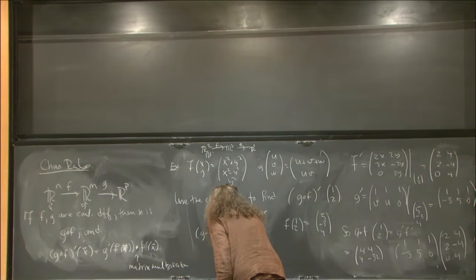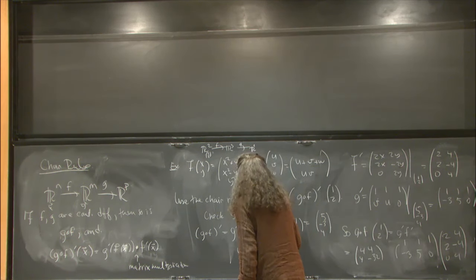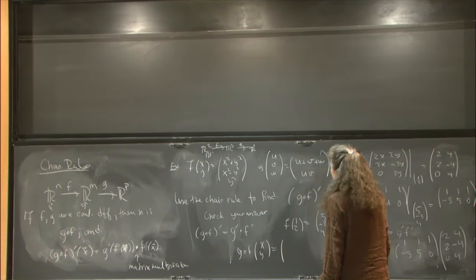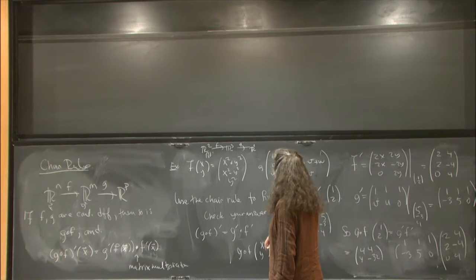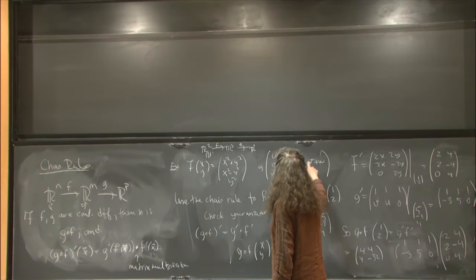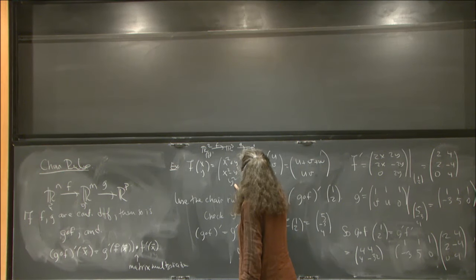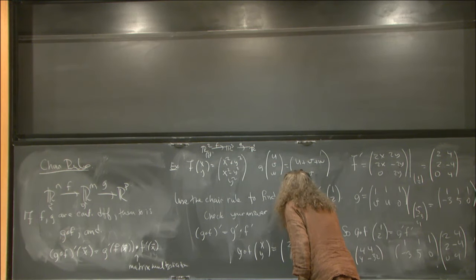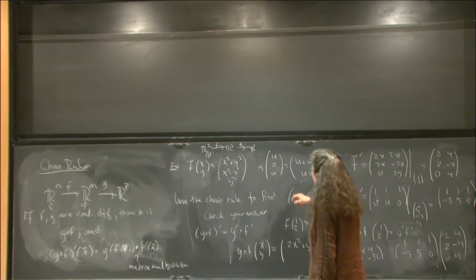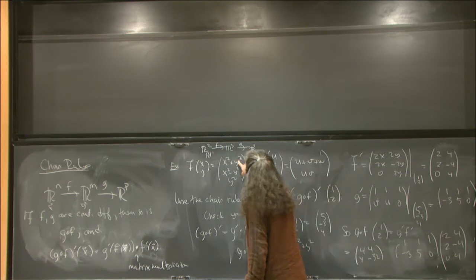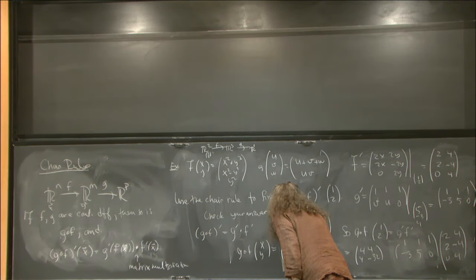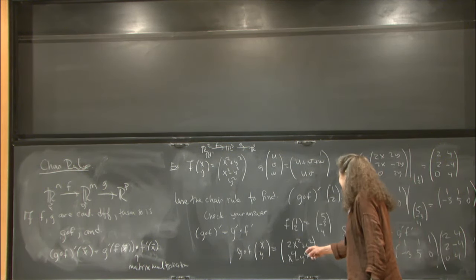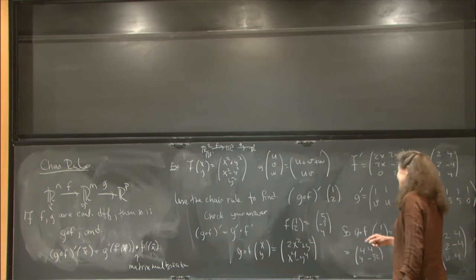So G composed with F of (X, Y). We get that by plugging in. So we add the three guys together, so this plus this plus this is 2X squared plus Y squared. And for this one, we multiply the first two guys together, so this times this would be X to the fourth minus Y to the fourth. Okay, and then what are we checking? We're taking the derivative of this, and it should equal that. Okay, that's not even that hard.